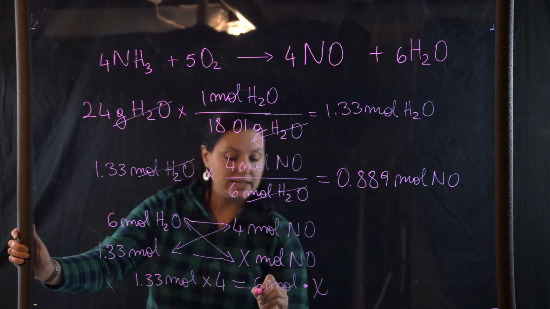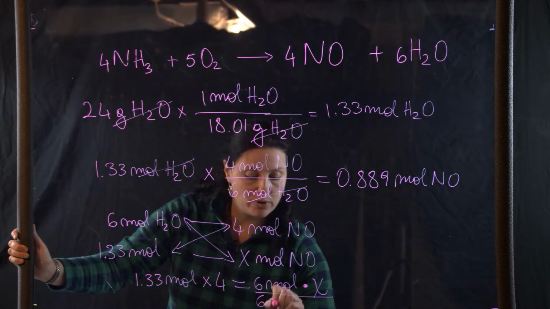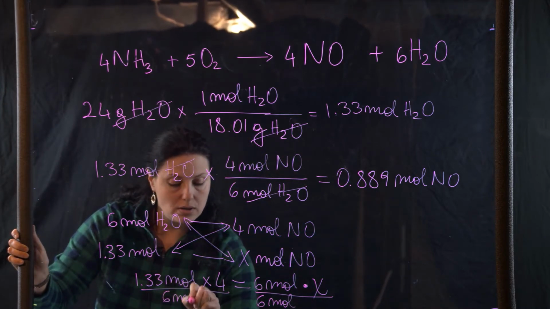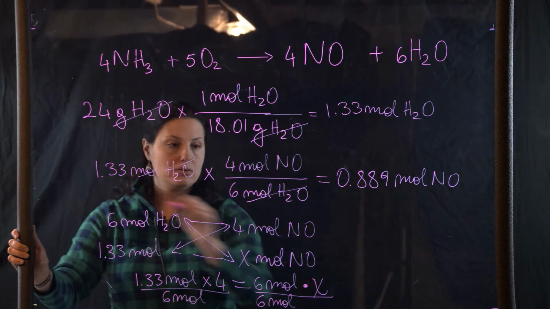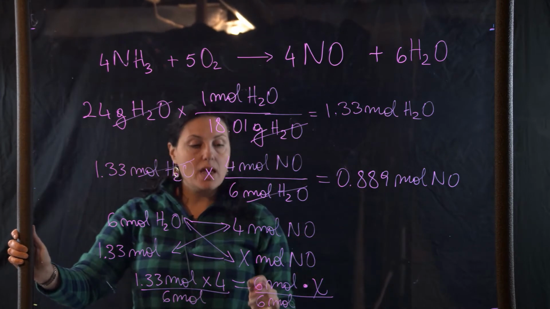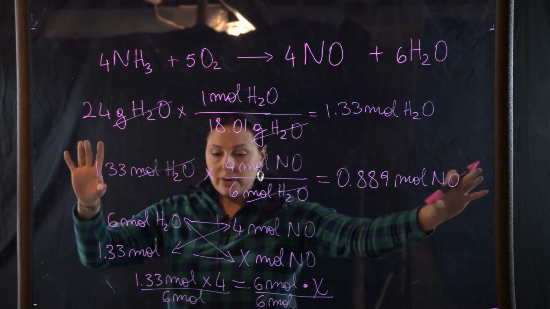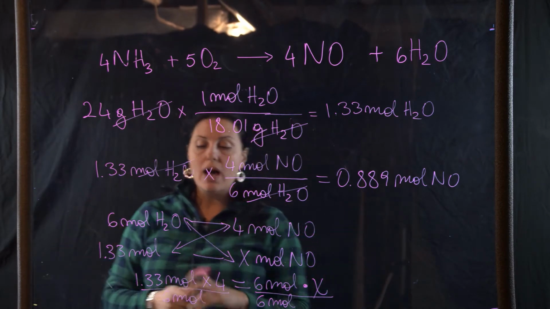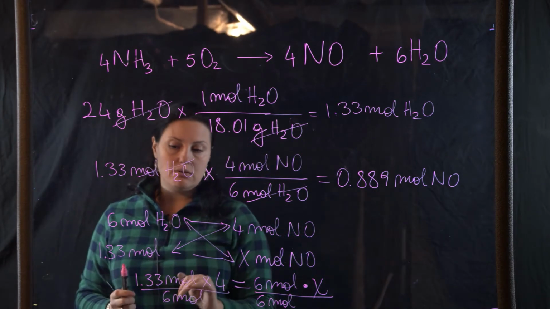So now to isolate x, I divide both sides by 6 moles. And we're back to this calculation here. If you want to set it up this way, it's fine. If it's easier for you to set it up this way, that's fine too. I just wanted to show you this other method.